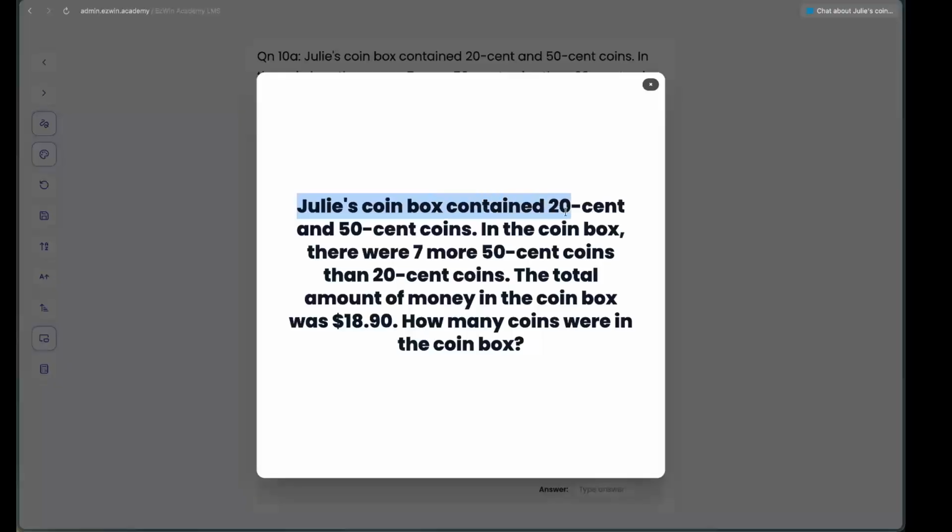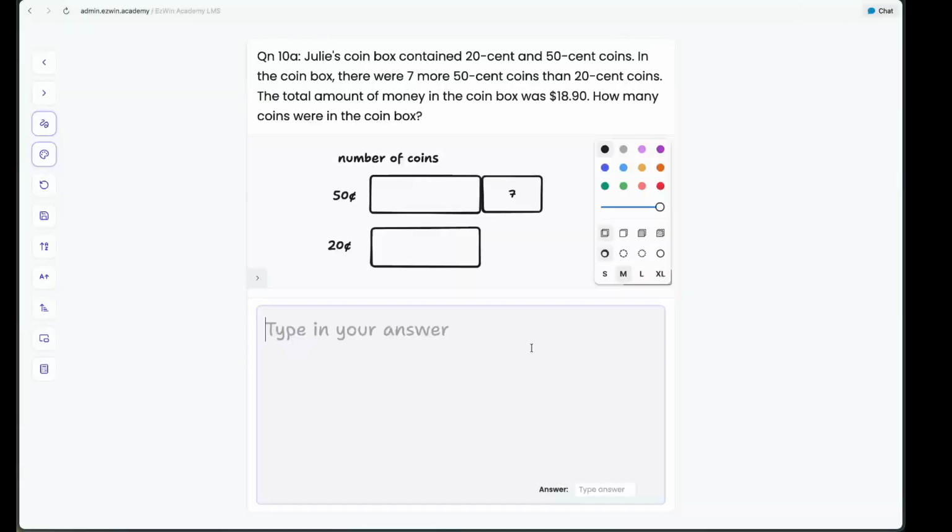So question 10a. Julie's coin box contained 20-cent and 50-cent coins. In the coin box, there were 7 more 50-cent coins than 20-cent coins. The total amount of money in the coin box was $18.90. How many coins were in the coin box? So the number of coins will look something like this.